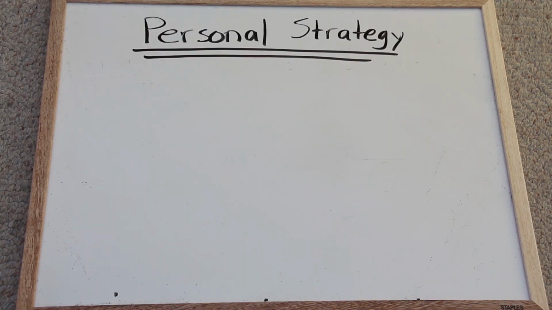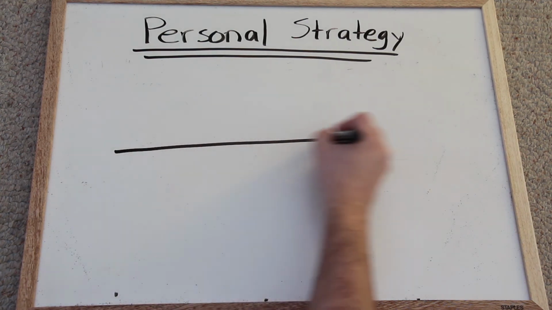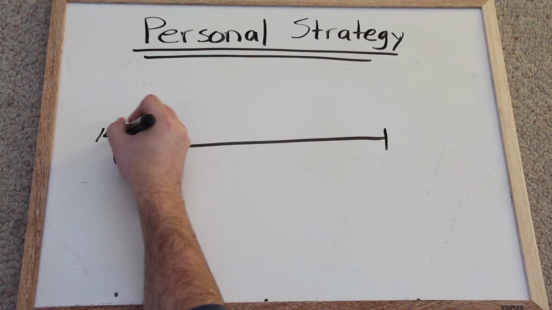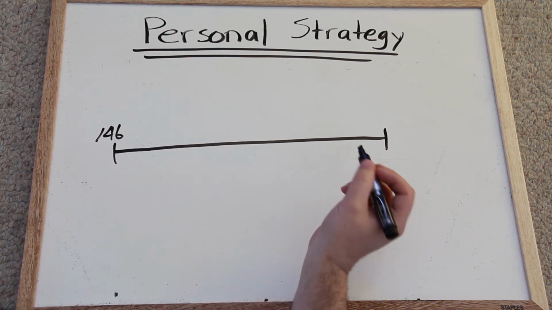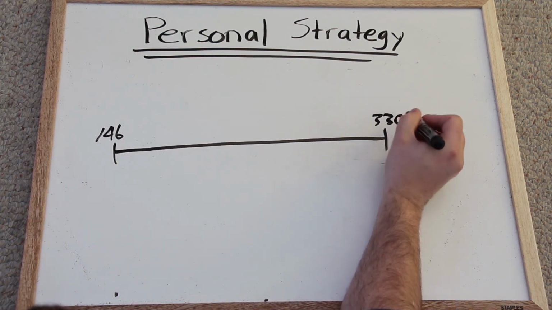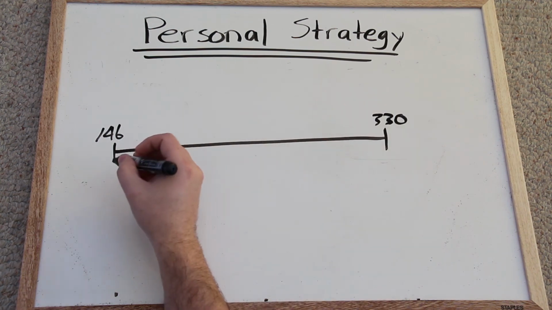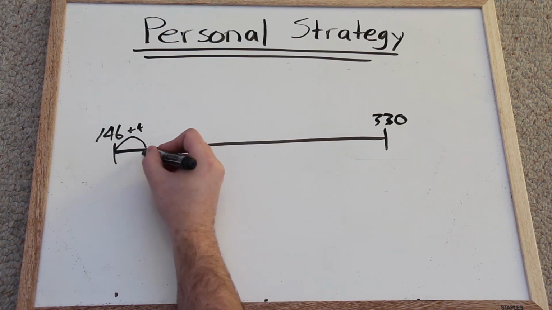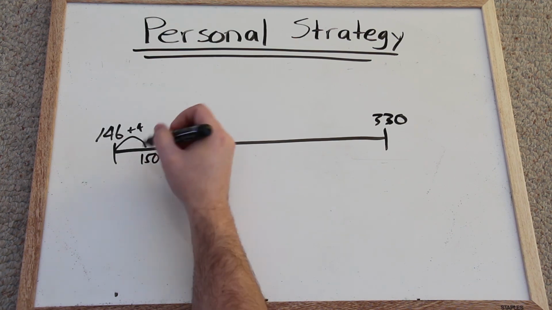For my personal strategy, I chose a jump strategy using addition. The easiest way to show this is an empty number line, where we start at 146, which was our subtrahend, and we end at 330, which was our minuend. And we start with a small jump of plus 4, which brings us to 150 to make it simple.